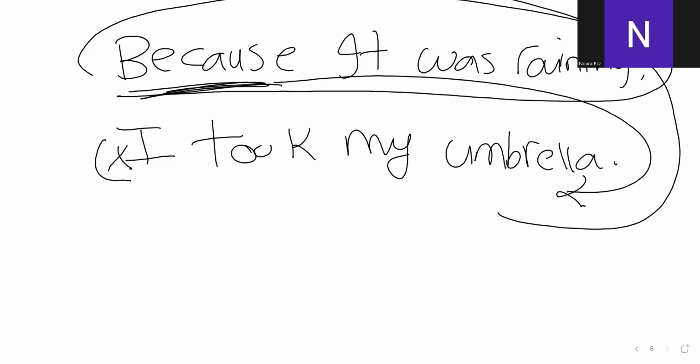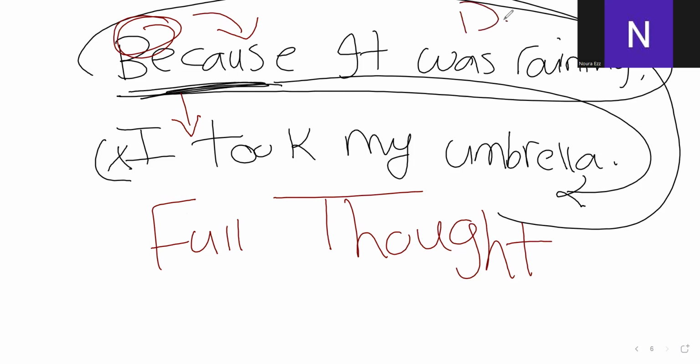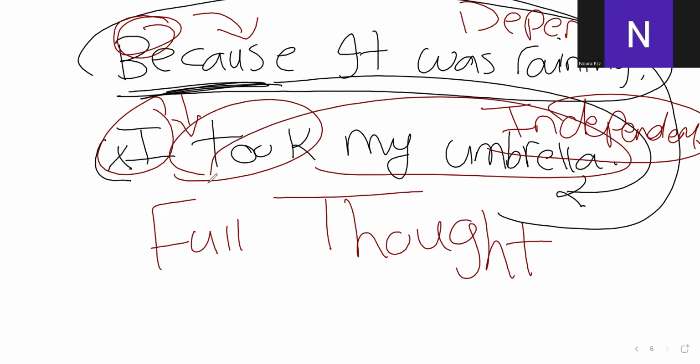I mean, no, I'm sorry, I don't mean this sentence, I mean this clause. This clause, this one, needs that one to be a full thought or full idea or full sentence. That means one is a dependent clause and this one is independent. Why is it independent? Because I took my umbrella. It's a full sentence. It has a subject, an action, and then a predicate. I took my umbrella. It's a full thought.